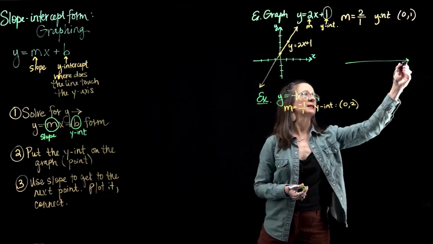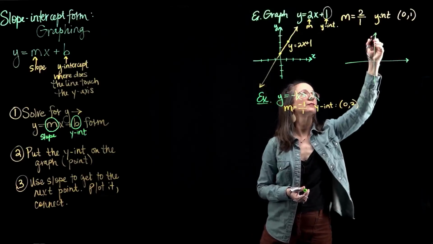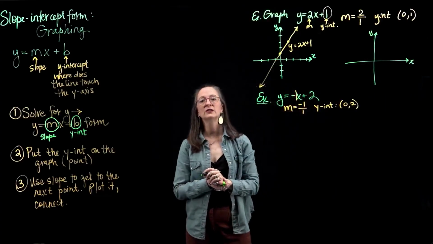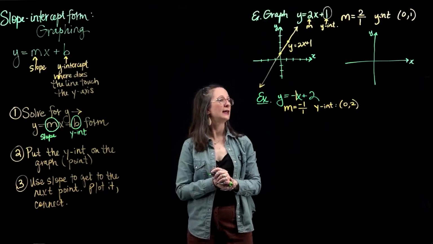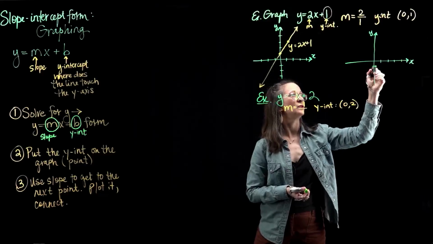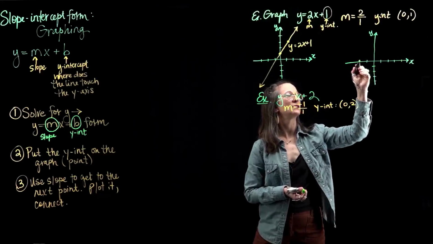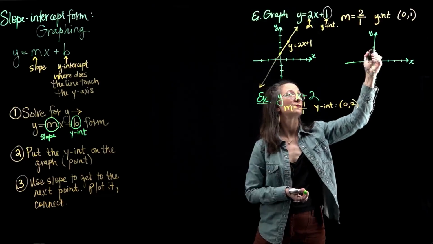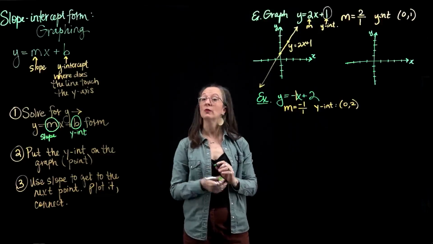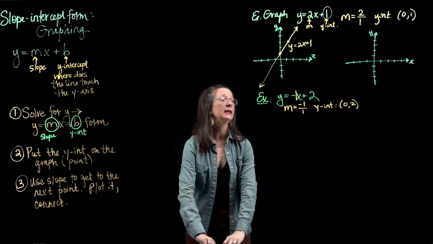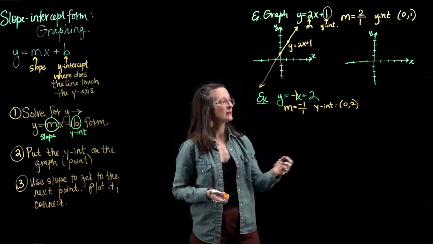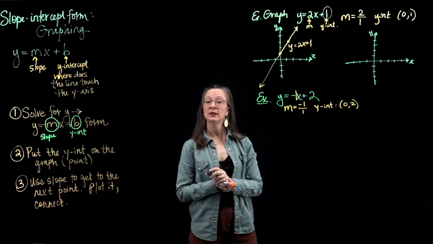So I'll draw my x and y axis. X is my horizontal line, y is my vertical line. And I will mark off a few units in each direction starting from the origin. All right, so remember we always start with that y-intercept where it intersects the y-axis. So my y-intercept is the point 0, 2.